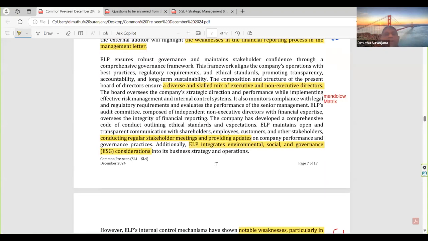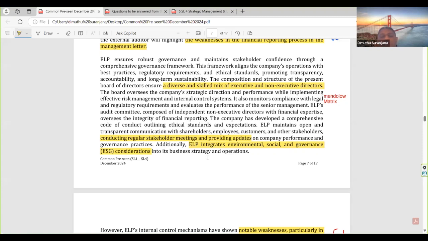Then ELP ensures robust governance and maintains stakeholder confidence through a comprehensive governance framework. This framework aligns the company's operation with best practices, regulatory requirement, and ethical standard, promoting transparency, accountability, and long-term sustainability. The composition and structure of the present board of directors ensure a diverse and skilled mix of executive and non-executive directors. So that's good, no?